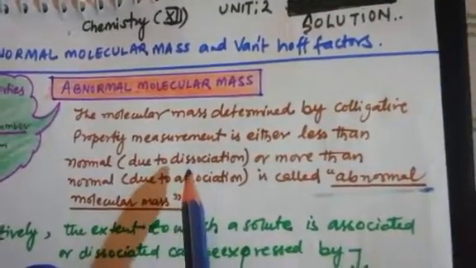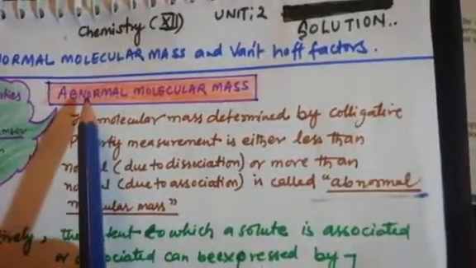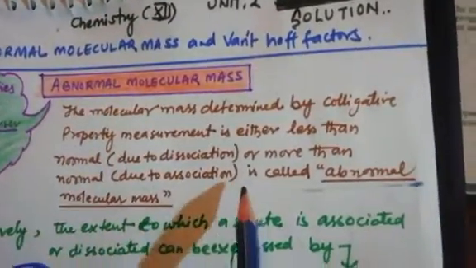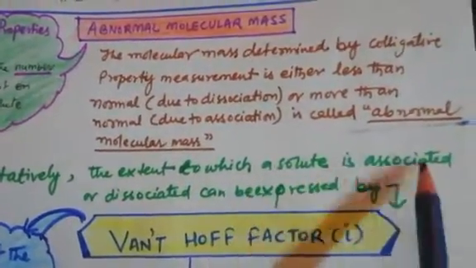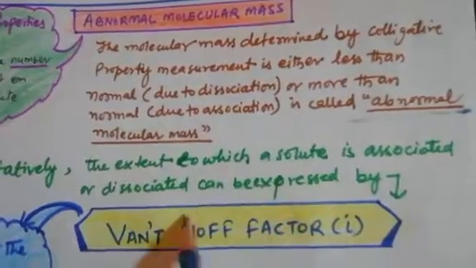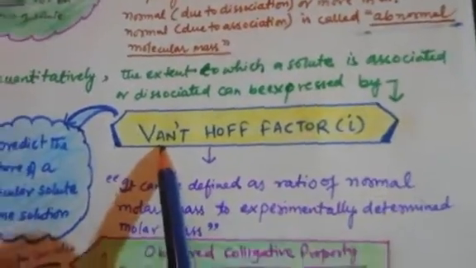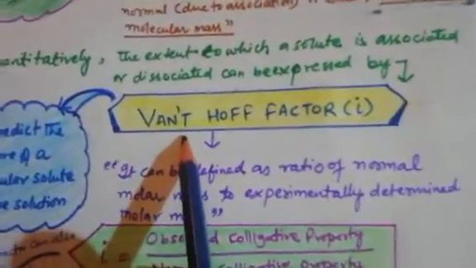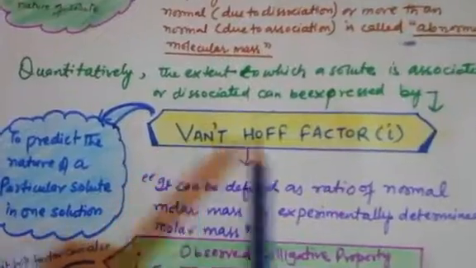So when we are talking about the concept of dissociation and association, we are talking about abnormal molecular mass. This is called abnormal molecular mass. Quantitatively, the extent to which a solute is associated or dissociated can be expressed by one factor, that is called the Van't Hoff factor. This is a very important topic. Many times this question has been asked in your exam: state Van't Hoff factor. So let's discuss the Van't Hoff factor.